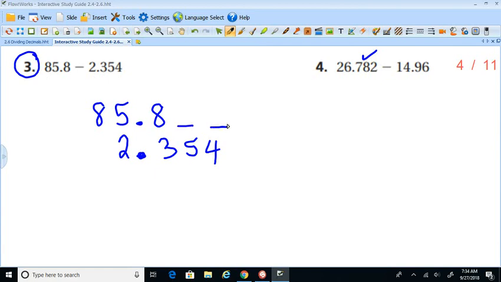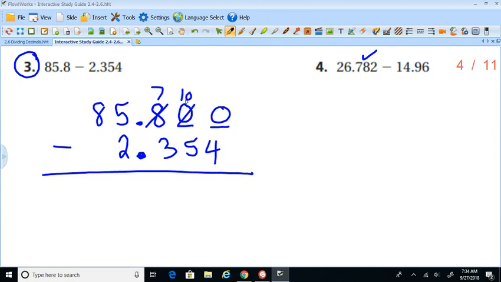Subtraction. 0 minus 4, can't do. We borrow, so it borrows from the 8, which becomes a 7. This becomes a 10, and then now we can borrow, so it becomes a 9, and the 0 becomes a 10. 10 minus 4, 6. 9 minus 5, 4. 7 minus 3, 4. Decimal point, just line up your decimals. 5 minus 2 is 3, and 8 minus 0 is 8. So your final answer, 83 and 446 thousandths. 83.446. Again, you go ahead and do number 4 for practice.